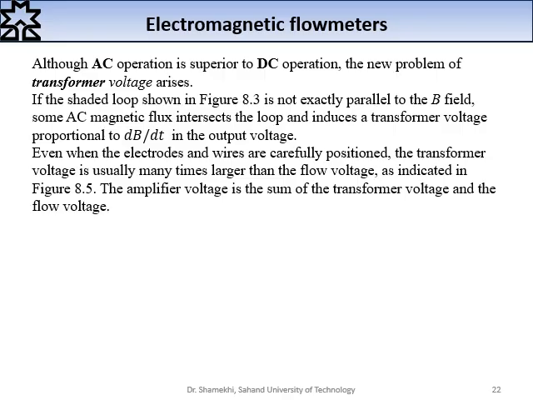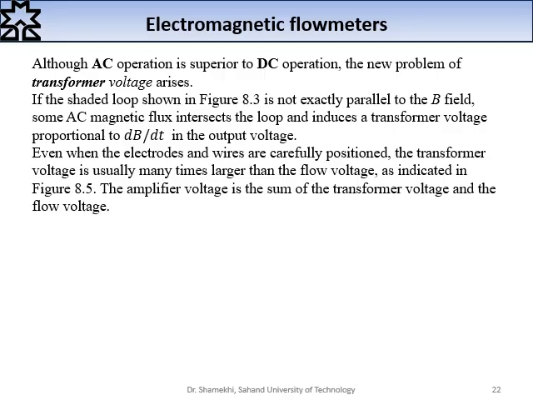If the shaded loop shown in figure 8.3, referred to in the book, is not exactly parallel to the B field, the magnetic field, some AC magnetic flux intersects the loop and induces a transformer voltage proportional to dB divided by dt in the output voltage. Even when the electrodes and wires are carefully positioned, the transformer voltage is usually many times larger than the flow voltage, as indicated in figure 8.5. The amplifier voltage is the sum of the transformer voltage and the flow voltage. And therefore, we should consider this problem.